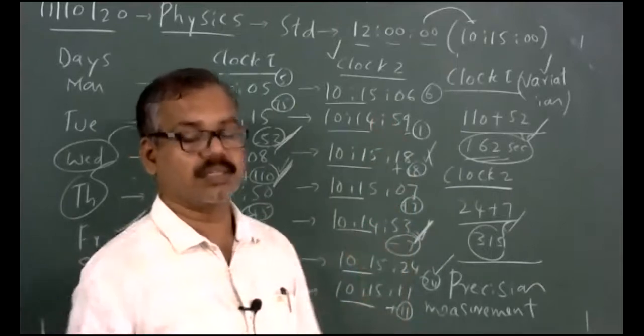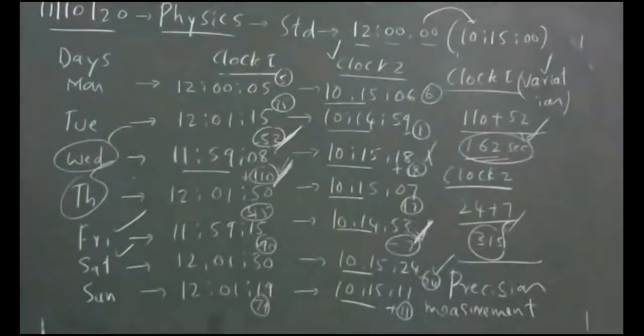This was an explanation. Good. If you have any doubt, please let me know. Sir, how to take 24 and 7? Okay. Yeah.